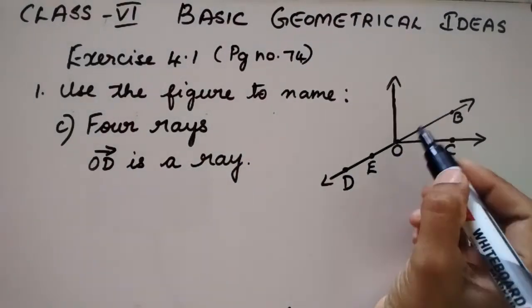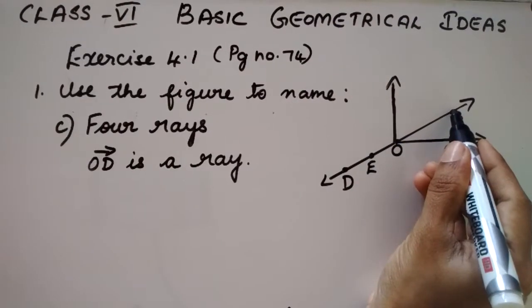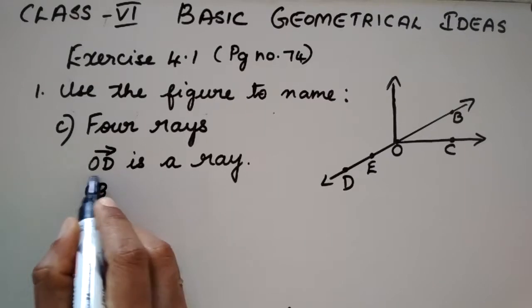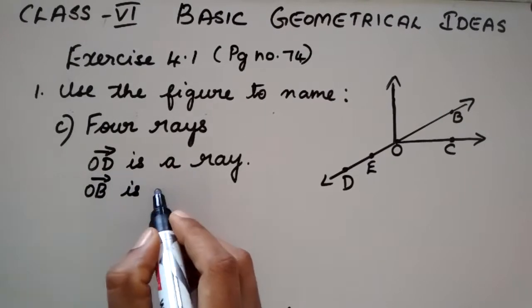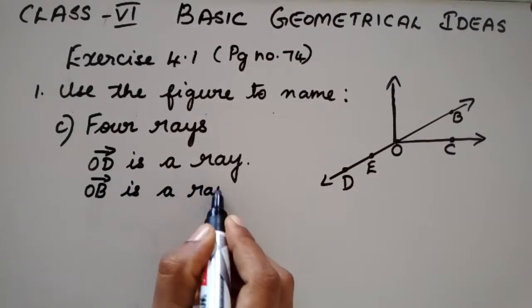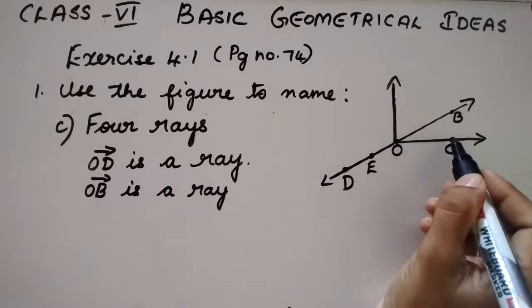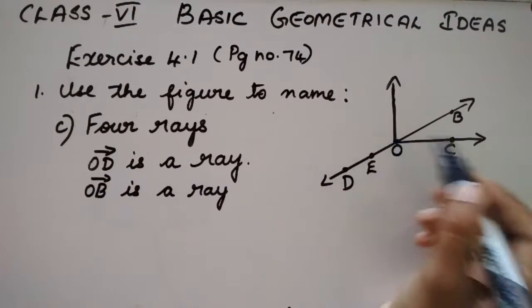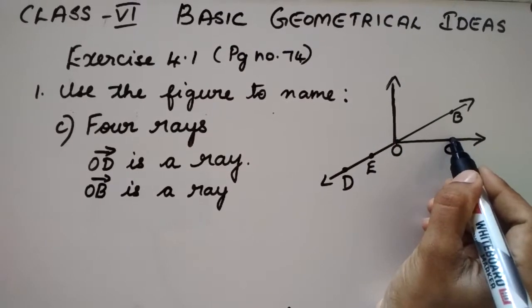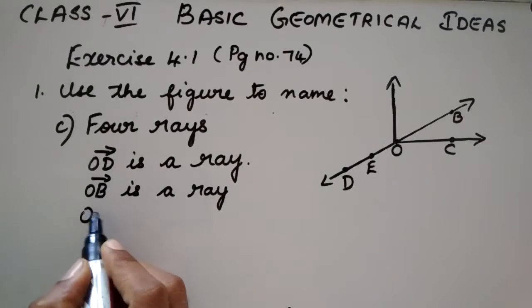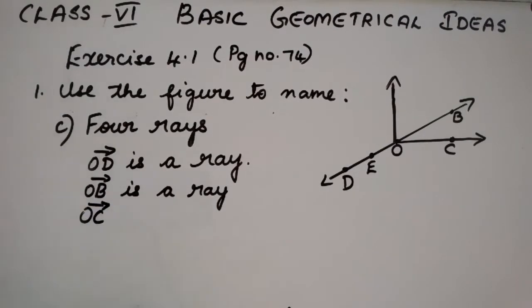Next we have OB as a ray. OE is a ray. Next we have OC. O is a fixed point and this point C extends. So OC is also a ray.